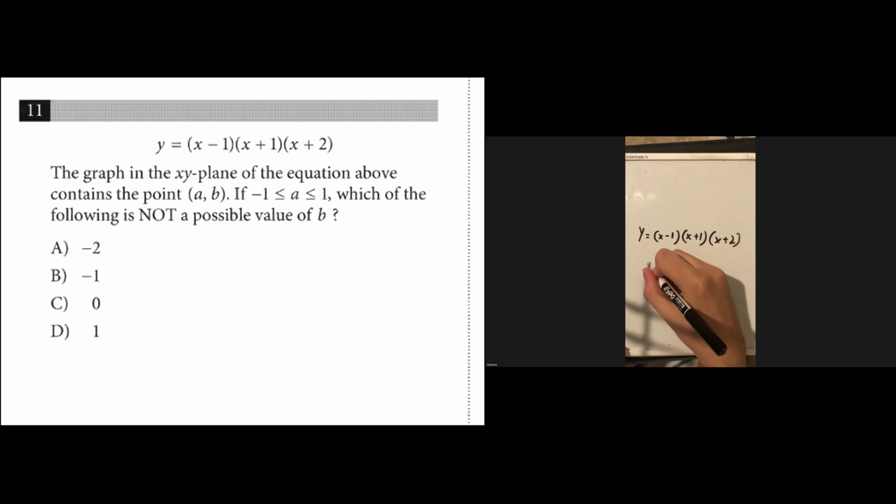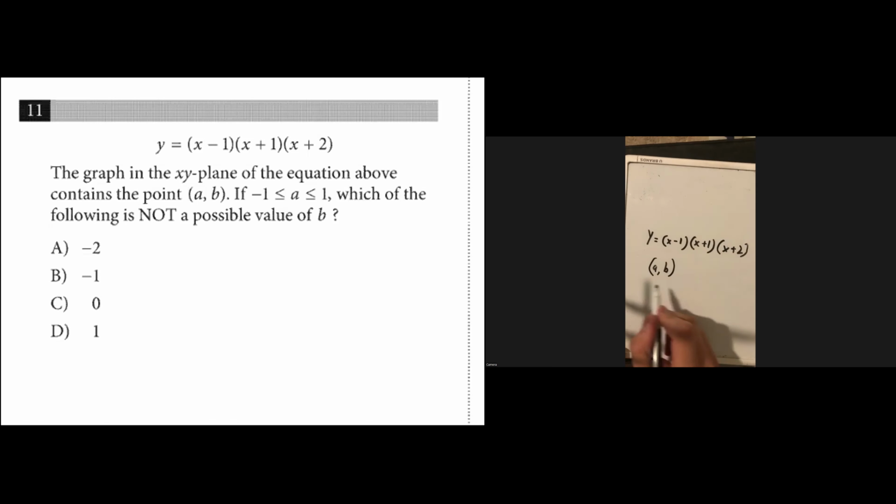Okay, so this one we're given the equation y equals (x minus 1)(x plus 1)(x plus 2). And we're told the graph in the xy plane of the equation above contains the point (a, b). So a, comma, b. A is the x value, b is the y value. If -1 ≤ a ≤ 1 is the answer for a.